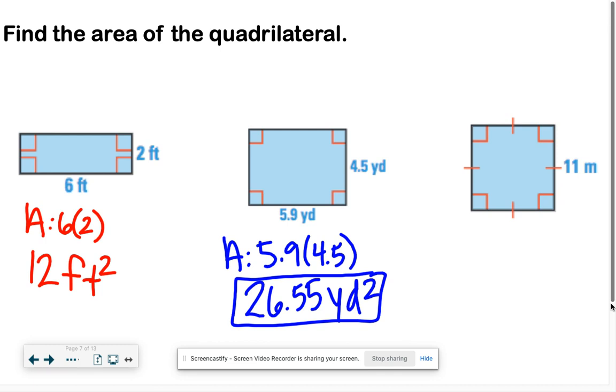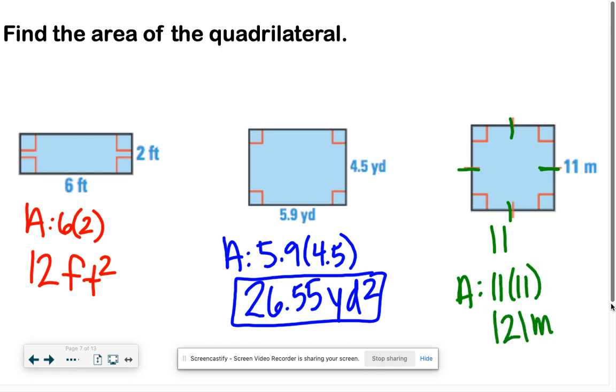Okay, on this last one, we know our height is 11, but what would our base be? 11. How do you guys know it's 11? Because there's a line in there saying it's congruent. Yeah, those little tick marks are telling us they're all 11. So our area, 11 times 11 gives us 121. 121 meters squared.